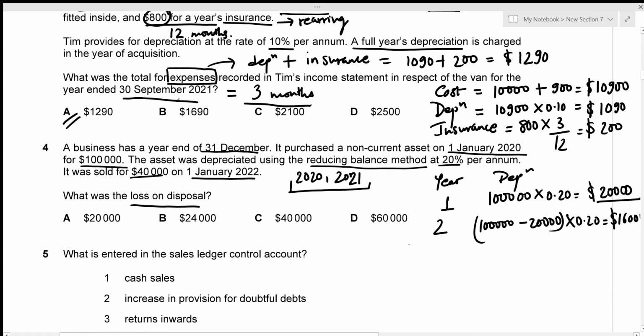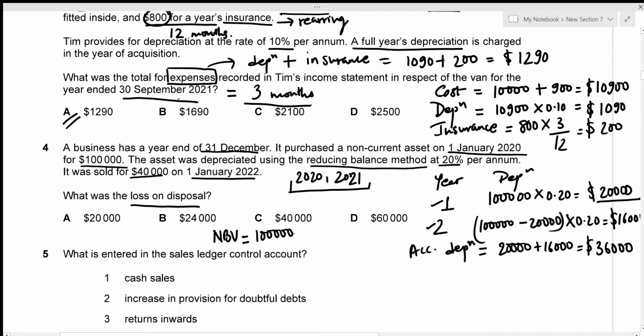All right, then the accumulated depreciation. The accumulated depreciation is just the total depreciation. That's going to be the depreciation for year 1 and year 2, which is 20,000 plus 16,000. So this gives us a total of 36,000. All right, now let's figure out the net book value. The net book value is going to be the difference between the cost and the accumulated depreciation. So that's 100,000 minus 36,000, which gives the net book value of 64,000.